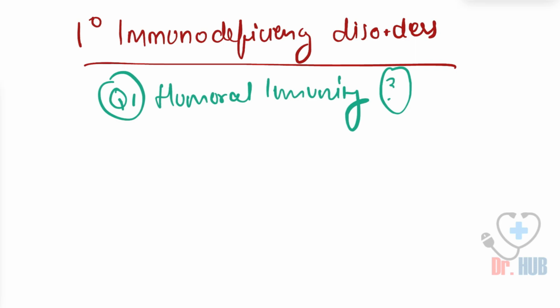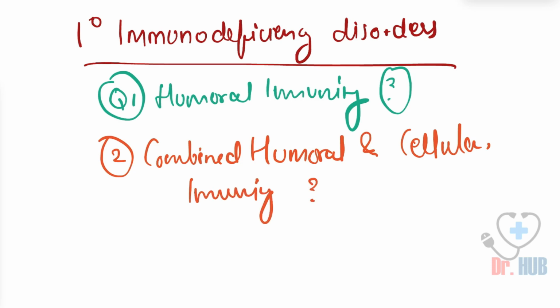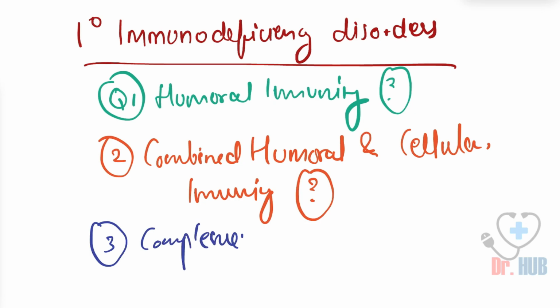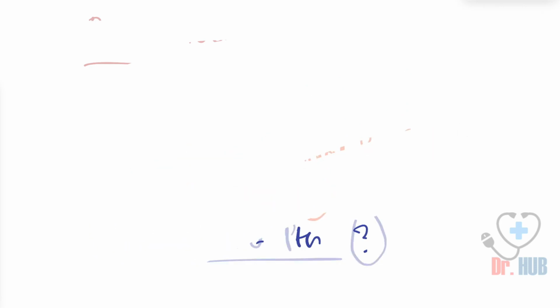The second question is: what are the combined humoral and the cellular immunity disorders? So what are the disorders associated with this? The third question we want to ask is: what are the complement proteins disorders? So in this video we'll find the answers to all these questions and learn a lot more in this subject. To start off with, first we'll look at the effector component in the immune system.